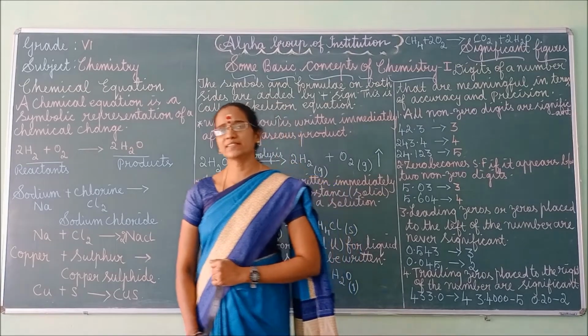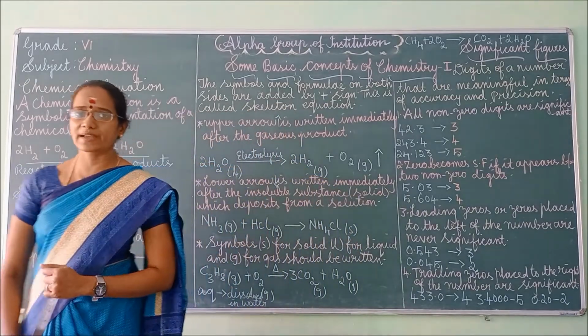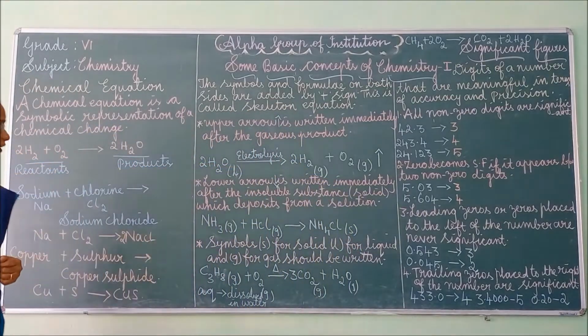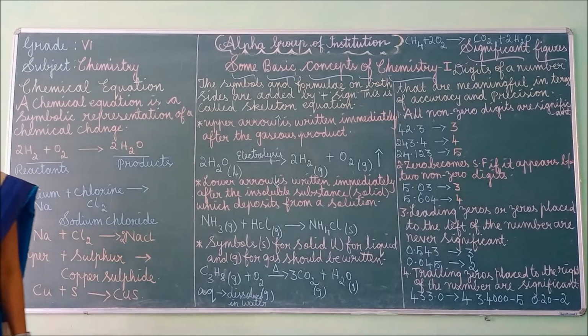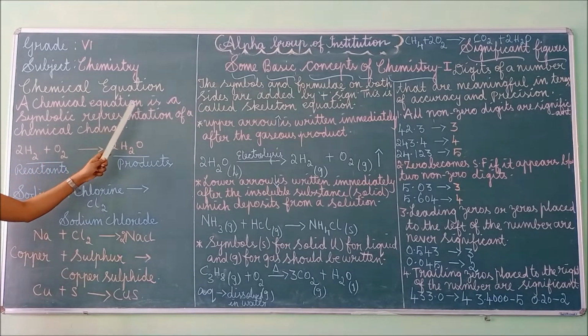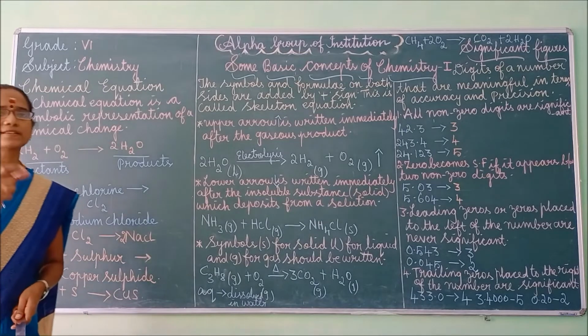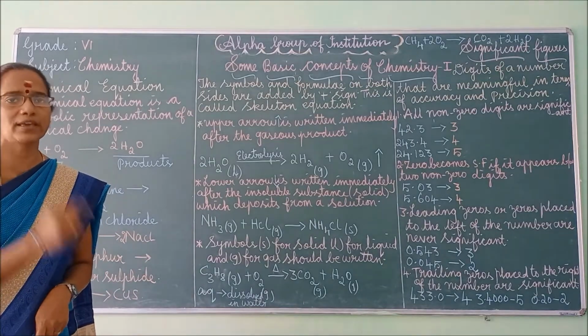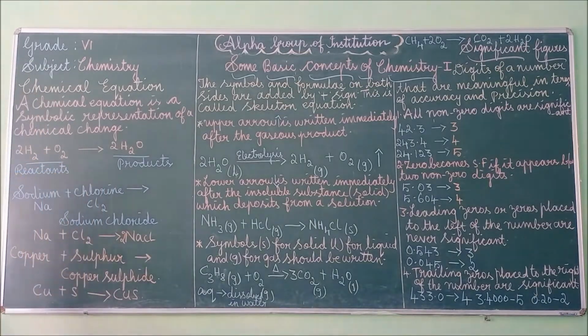Now let me see some examples. What is the reactant? What is the product? That we can see now. First, you should know about the chemical equation. It's a very important 2-mark question. A chemical equation is a symbolic representation of a chemical change by using symbols as well as formulas. This is called the chemical equation. Right, children? Good.